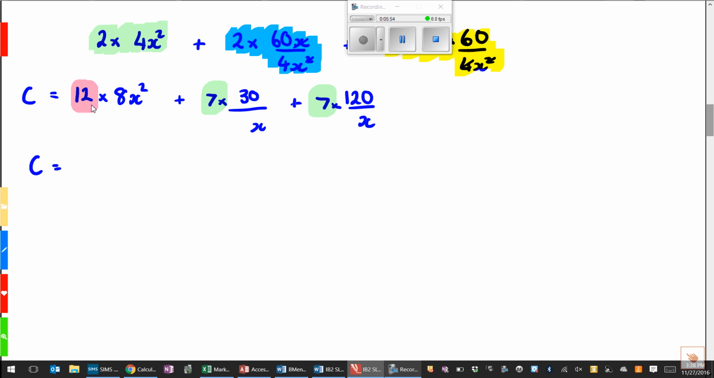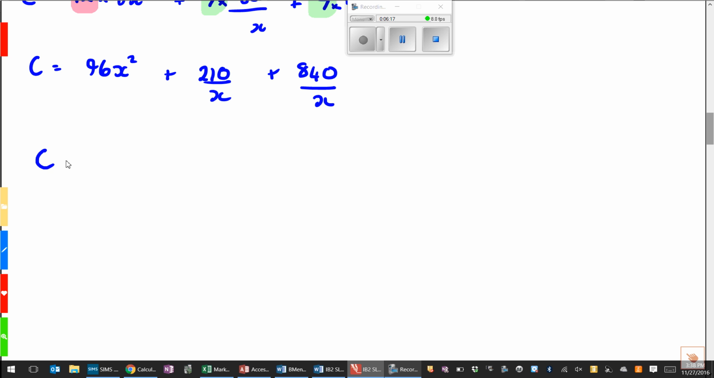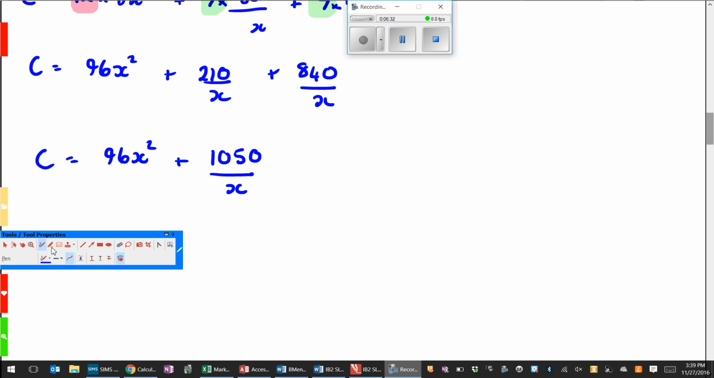So I've got cost equals, and of course I can simplify that at this stage. So 12 times 8 is 96x squared, plus 7 times 30 is 210 over x, plus 840 over x. Now these two fractions can be simplified, so I've got 96x squared plus 1050 over x.